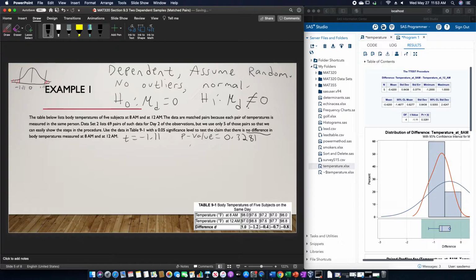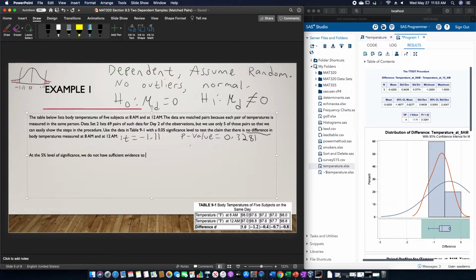Alright, and because we got that p-value, we can give our conclusion for this. So let's write that out, shall we? Our conclusion is at the 5% level of significance, we do not have sufficient evidence. And why do we not have sufficient evidence? Because the p-value is 0.3281, and that's a lot higher than 5%. That's what, 32%? 32% is a lot higher than 5%.